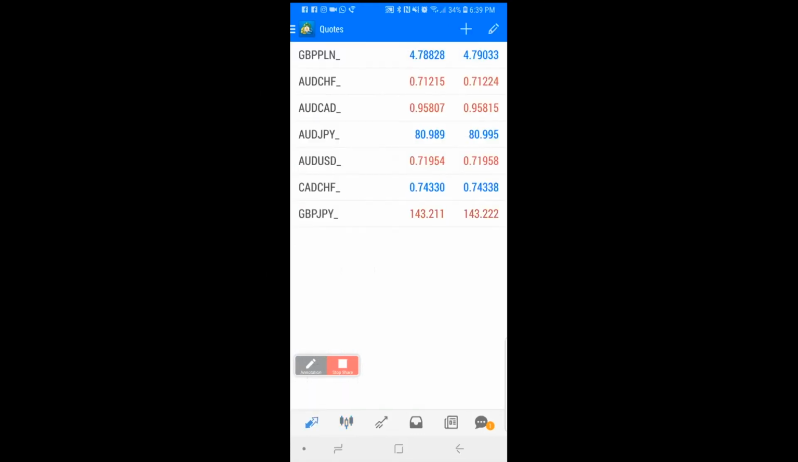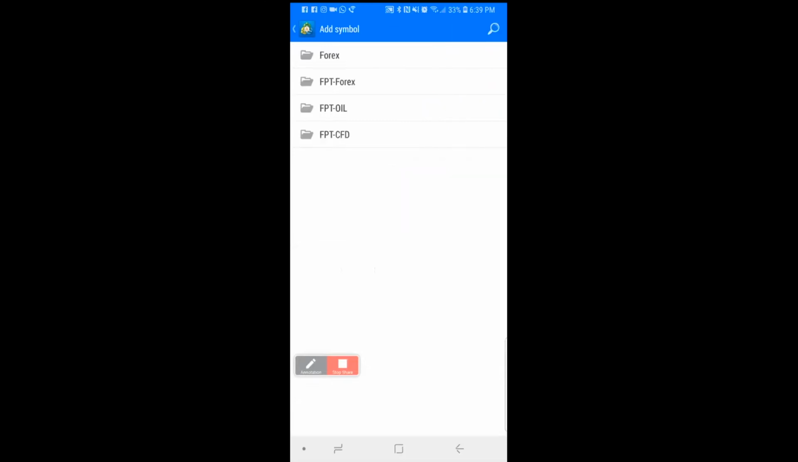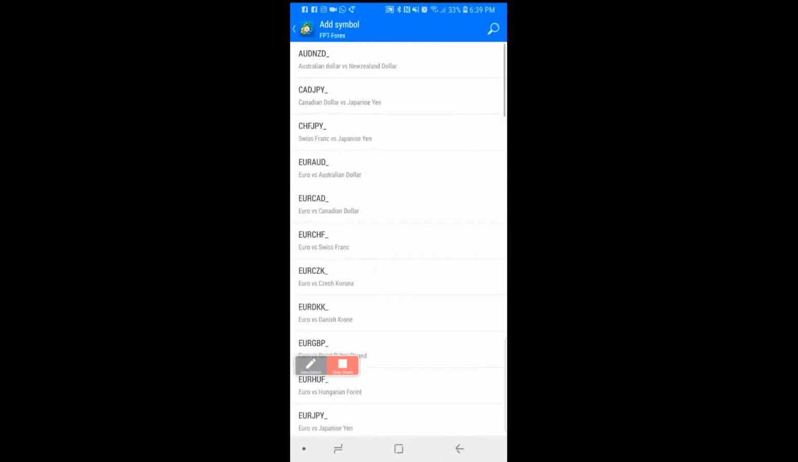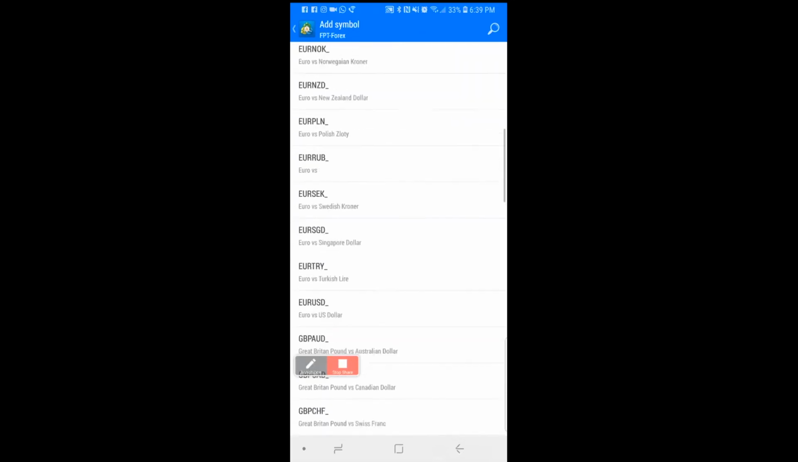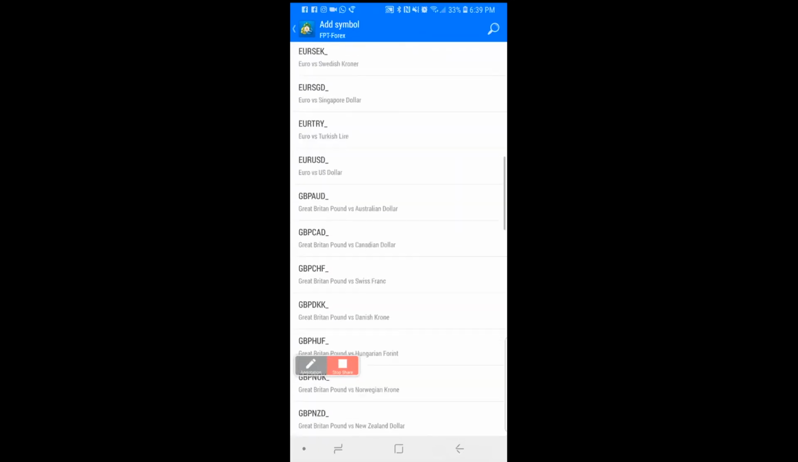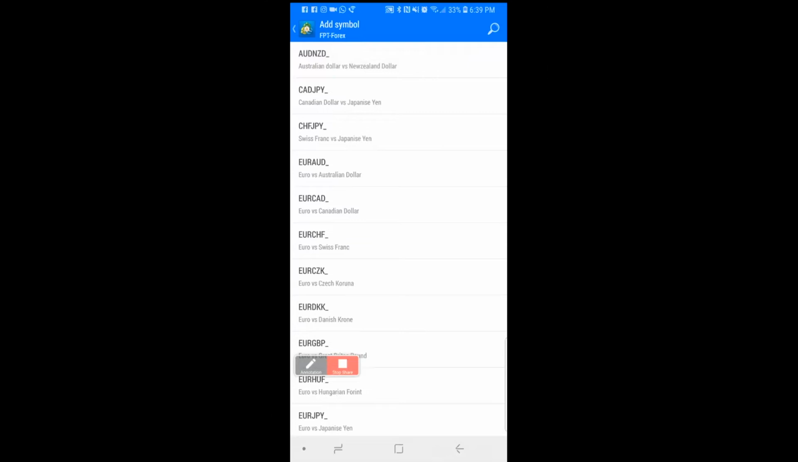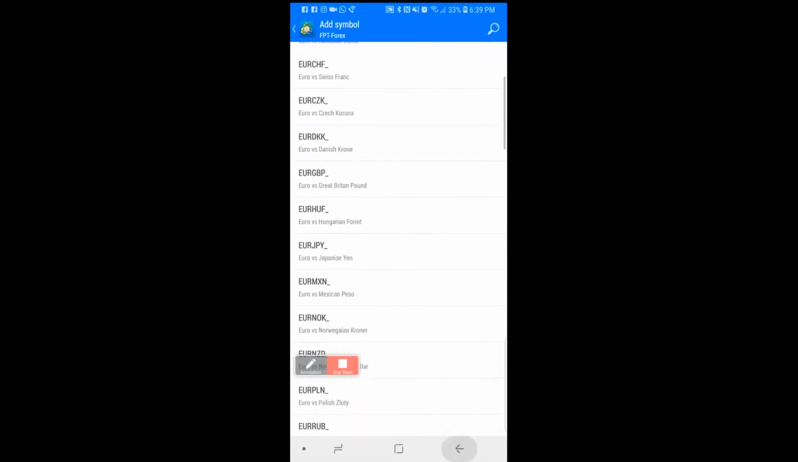So over here are the pairs. These are just the basic pairs. If you want to add pairs, you can press plus. You can go to Forex, there's a few pairs in there. Or you can go to the bottom, FPT Forex, and choose the pair, or you can just search it. All right. So if you see a trader call a trade with a pair that you don't see, this is where you would find it.